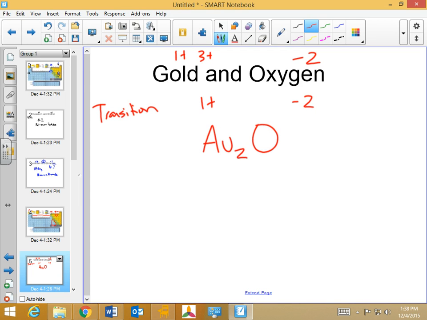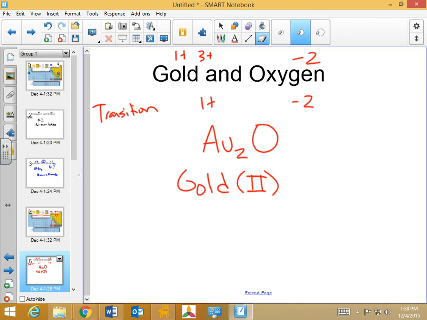Au2O. And I would write the name of it as gold with my Roman numeral, excuse me, not a 2, 1, because I make the same mistake some of you did, that this is a 1. The 1 tells me the charge. It does not tell me how many. It tells me the charge. Gold(I) oxide.